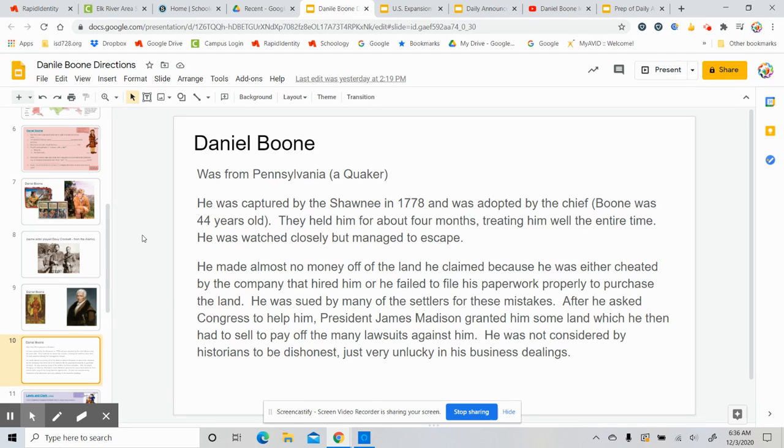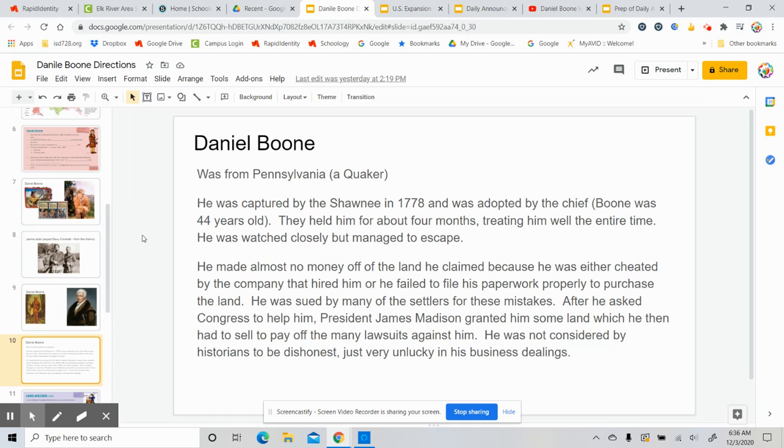And then when he was helping other people make these land claims, because he wasn't doing things properly, the paperwork wasn't right, the people he was working for were being dishonest. Some of the settlers actually lost their land claims. So they sued him. They sued Daniel Boone. So he ends up basically broke, but he moves away.